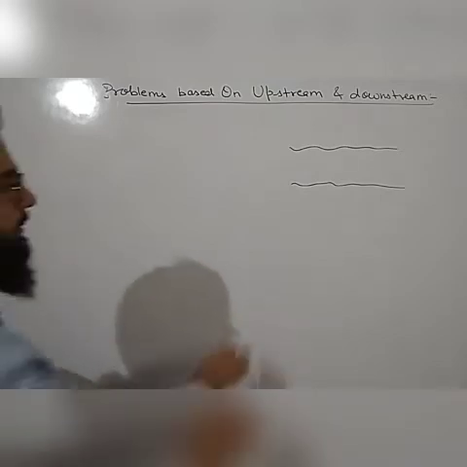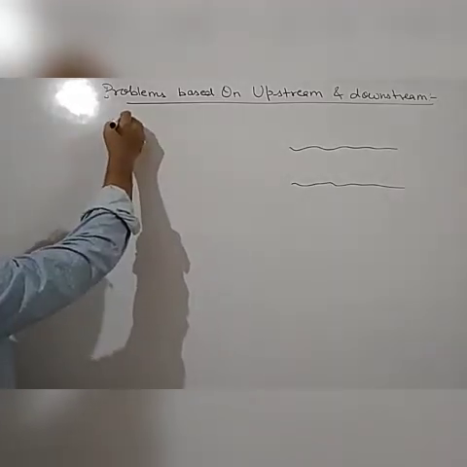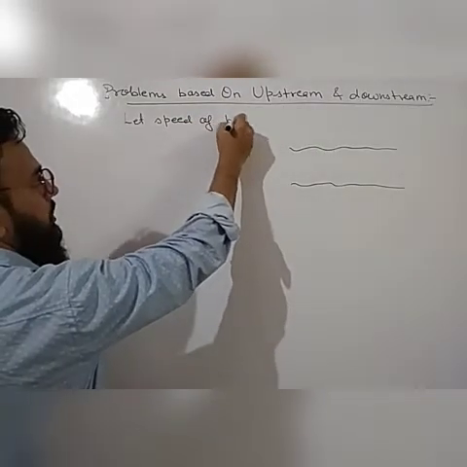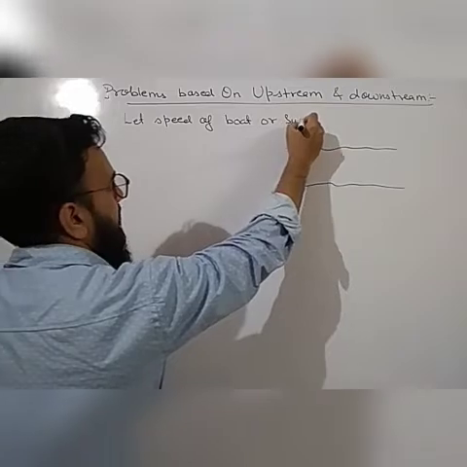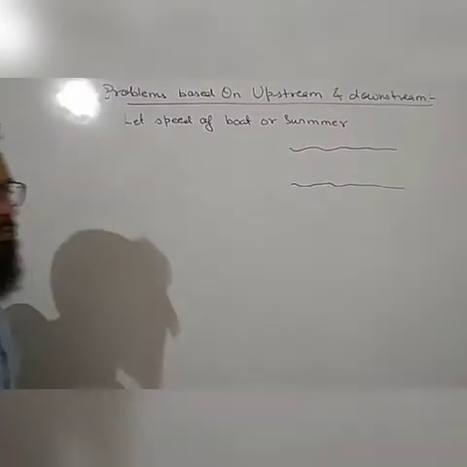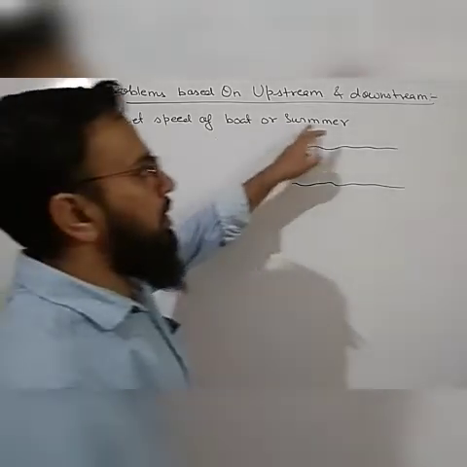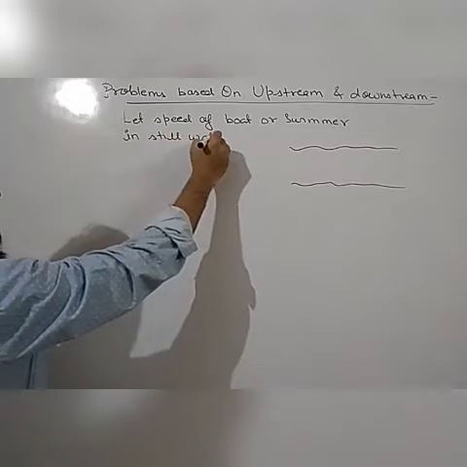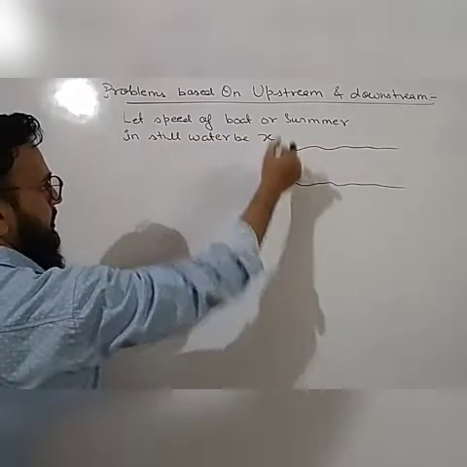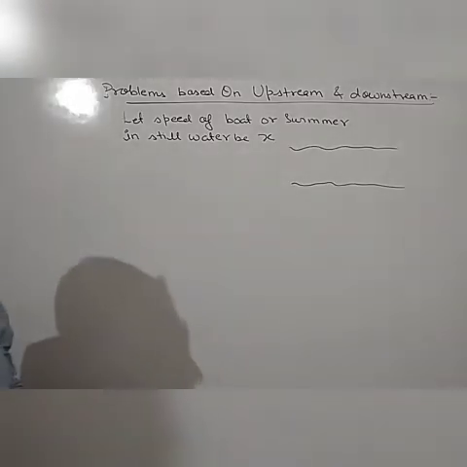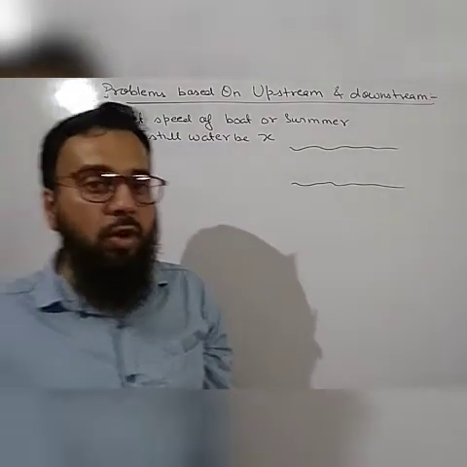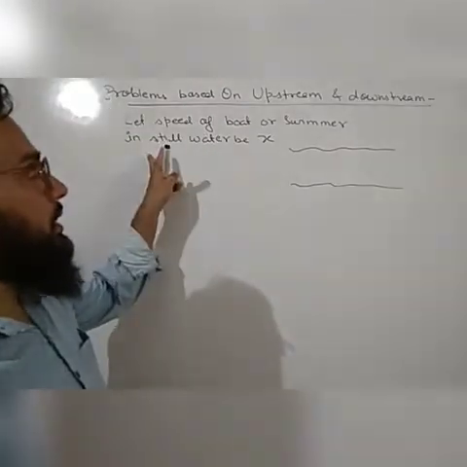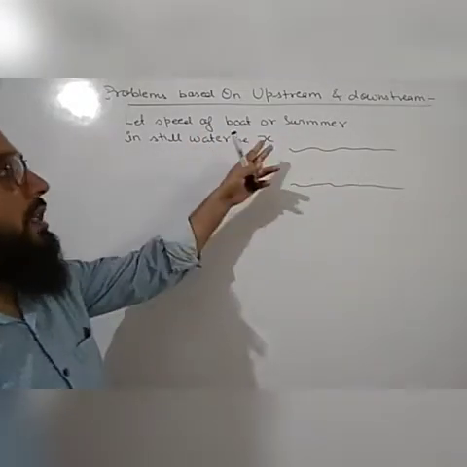We will consider that, let the speed of the boat, if a boat is traveling, boat or swimmer, whatever is given in the question, let the speed of the boat or the swimmer in still water be x. Still water means the river is stationary, the water is not moving in any direction. Then that water is known as still water. So the speed of the boat or the swimmer in still water is x.